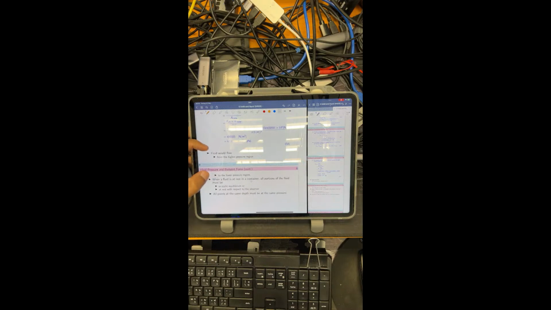Fluid would flow from the higher pressure region to the lower pressure region. Okay, that's a typical thing. When a fluid is at rest in a container, all portions of the fluid must be in static equilibrium, and at rest with respect to the observer. Okay, it doesn't move at all. All parts at the same depth must be at the same pressure. That's the basic thing you need to know when you deal with the pressure of a fluid.